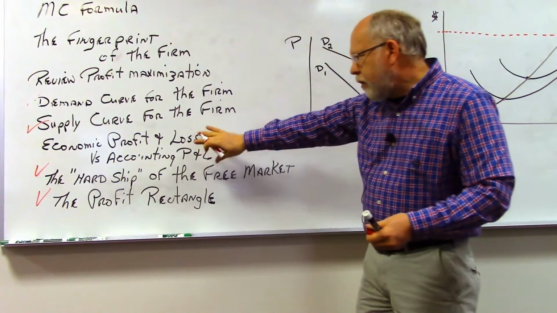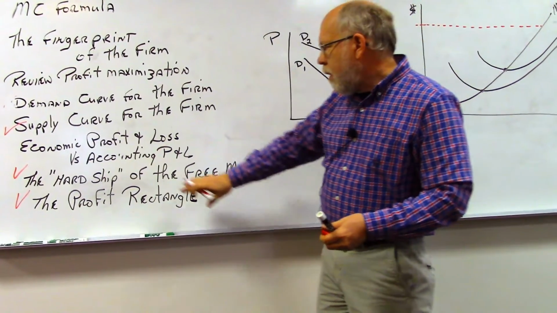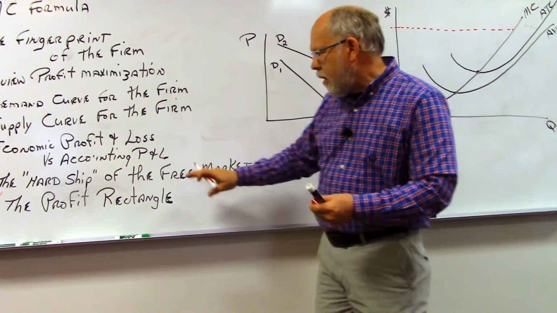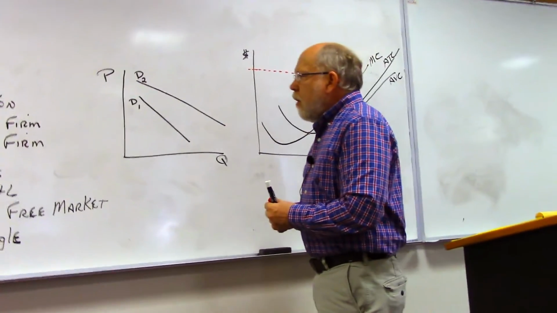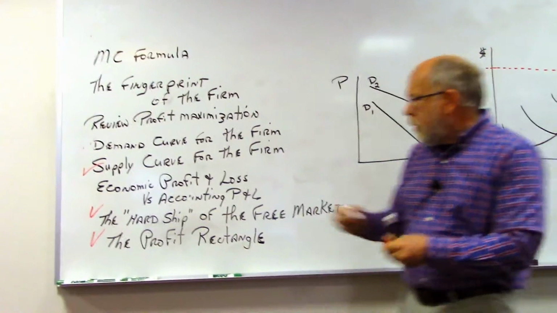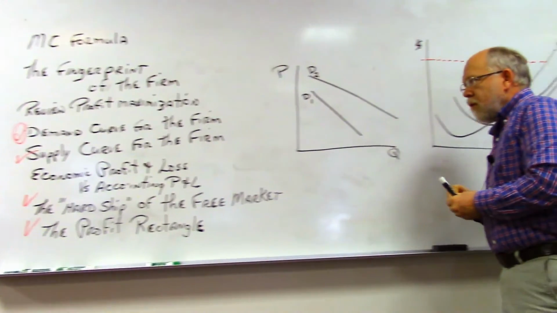We touched on economic profit and loss versus accounting profit and loss. But the hardship of the free market and the profit rectangle are what I want to expand on right now. So I want to talk about, well, I did have that right. We want to talk about this guy right here next: the demand curve of the firm.